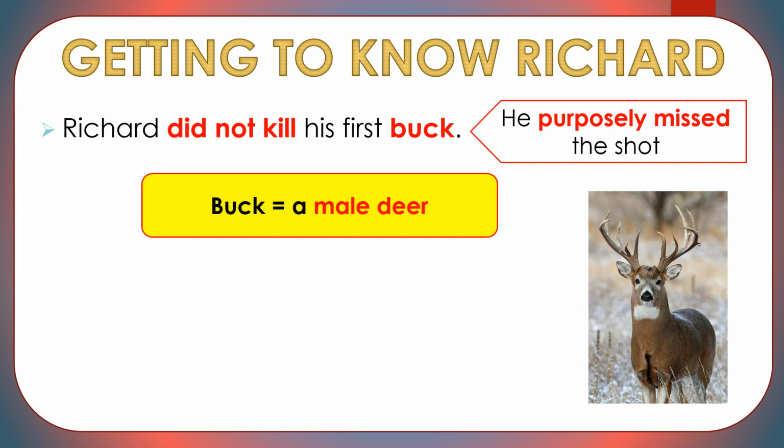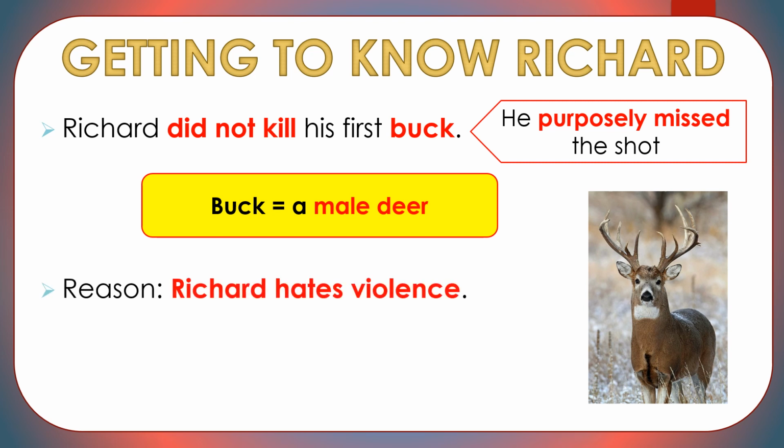Why did he do this? The reason is because Richard hates violence. He is not like other men. He doesn't like to kill animals. In fact, in the novel, it says that Richard still remembers the time when his grandfather killed a deer. Because before this, Richard followed the hunting party.